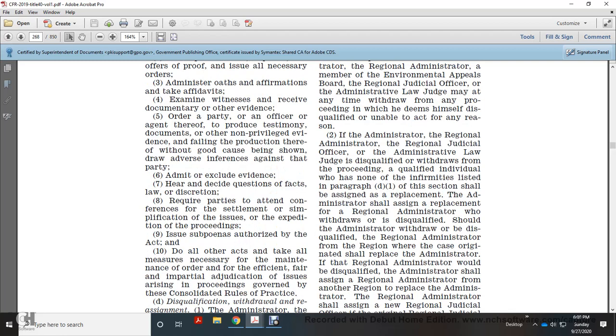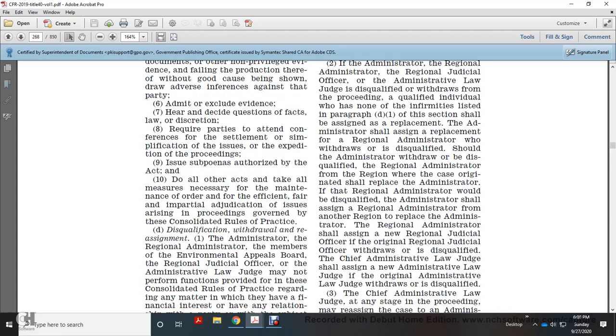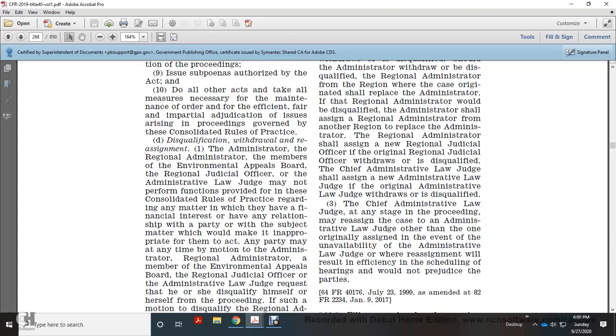The Administrator shall assign the Regional Administrator for another region to replace the disqualified Regional Administrator. The Regional Administrator shall assign a new Regional Judicial Officer, and the Chief Administrative Law Judge shall assign a new Administrative Law Judge to replace the disqualified one.